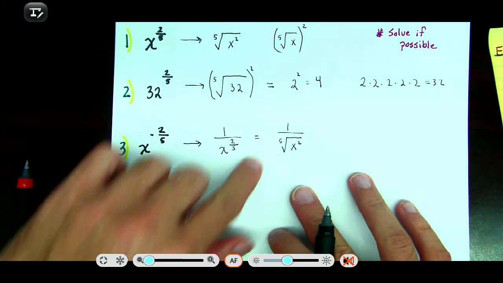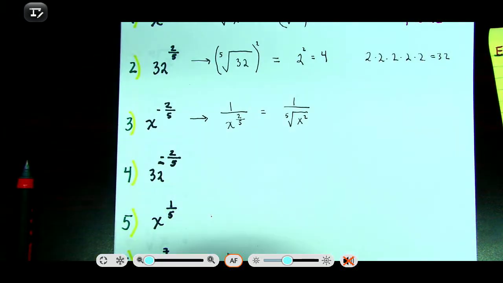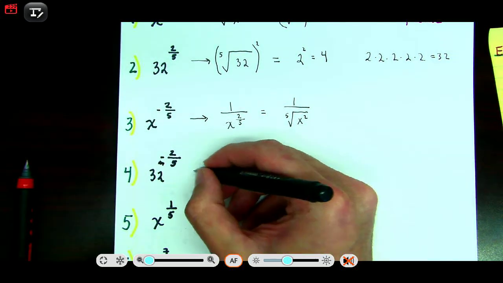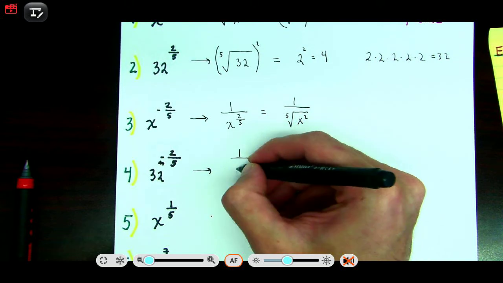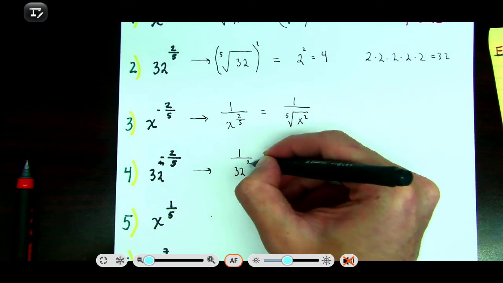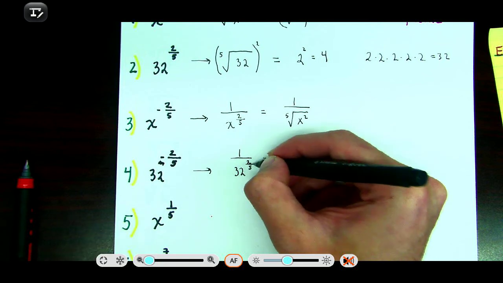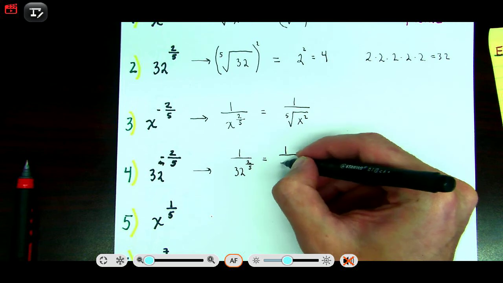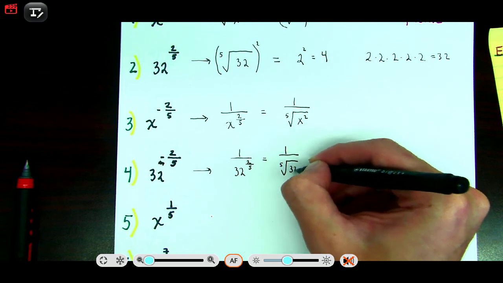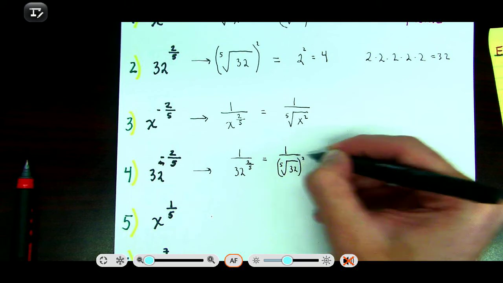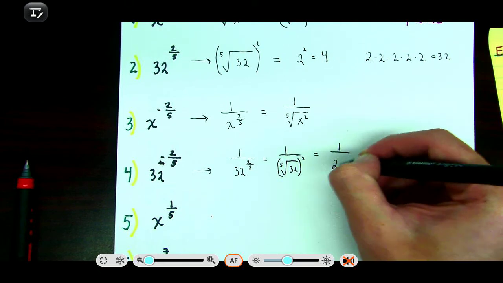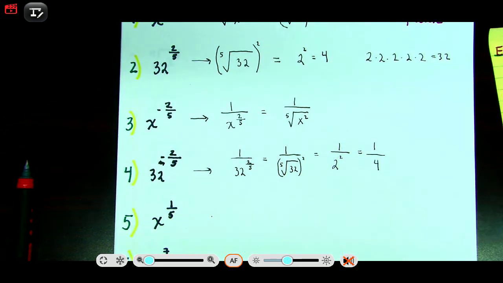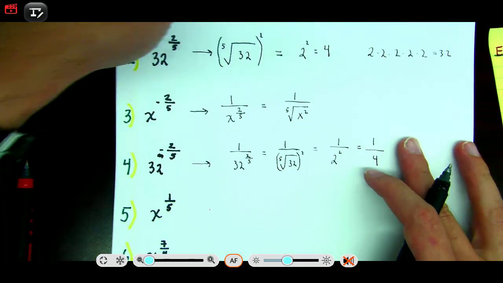Try the next one by yourself. What would happen? Ignore this little mark over here. So this should be 1 over 32 to the 2 over 5. But 32 to the 2 over 5, we already did that. This is 1 over fifth root of 32, the whole thing squared, which is 1 over 2 squared, which is 1 over 4.